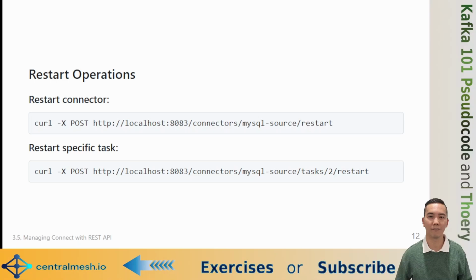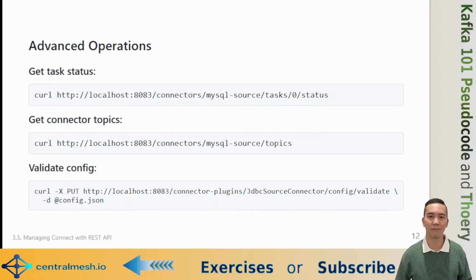We can restart the entire connector, which recreates all of its tasks. Or if only one task has failed, we can restart just that individual task. Restarting from the last committed offset allows the connector to continue processing without losing previously completed work.